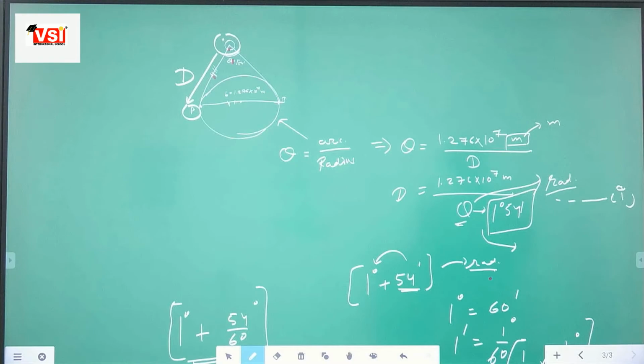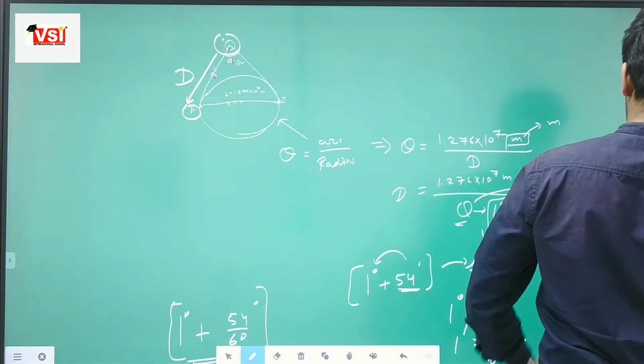The sun's angular diameter is measured to be 1920 seconds. The distance D of the sun from the earth is 1.496 into 10 to the power 11 meter. What is the diameter of the sun? Kind of a simple question. Let's see what it is going to tell us.